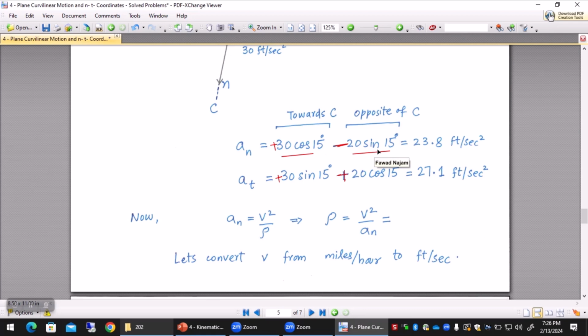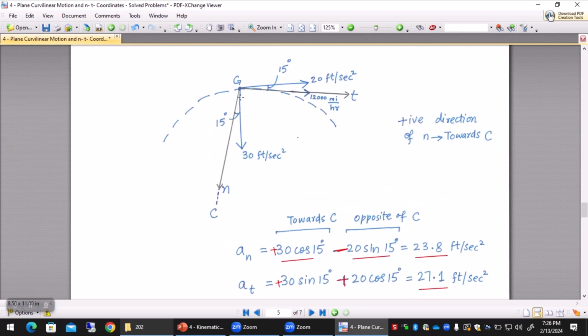If you put the numbers in, you get a sub n as 23.8 and a sub t as 27.1, right? Both came out to be positive, which means the total acceleration would be something like this. If you follow the same figure, the total a vector would be something like this, because the final t and n both are positive, right?